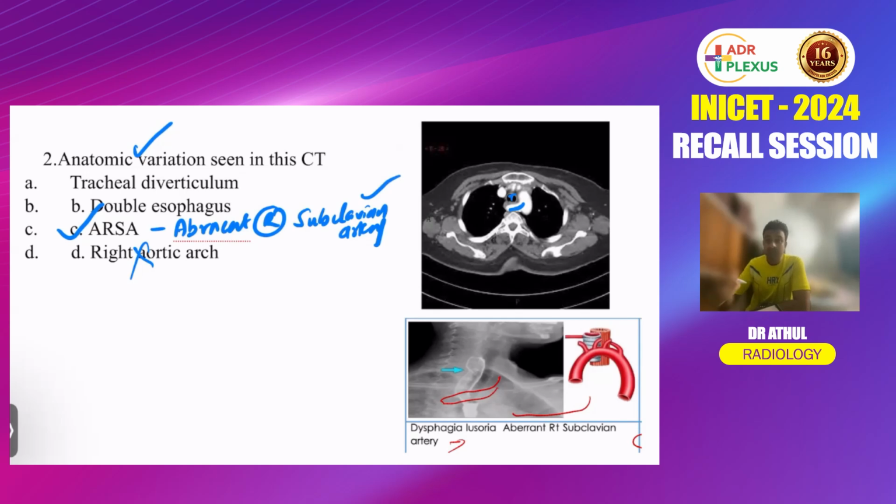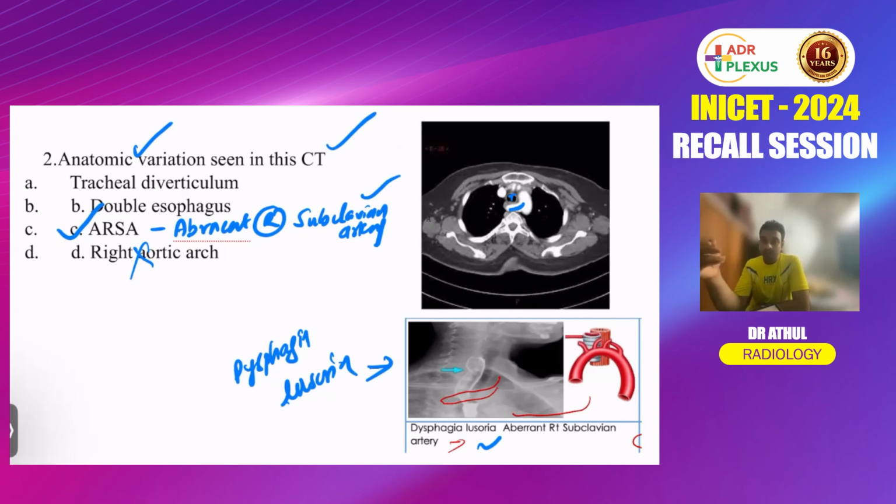In this exam, actually this is a tough question. Even first year radiology PGs will find it difficult to identify aberrant right subclavian artery. I don't know why they are asking these questions, but this was the case of aberrant right subclavian artery. And we have discussed aberrant right subclavian artery in our classes when we discussed dysphagia lusoria.